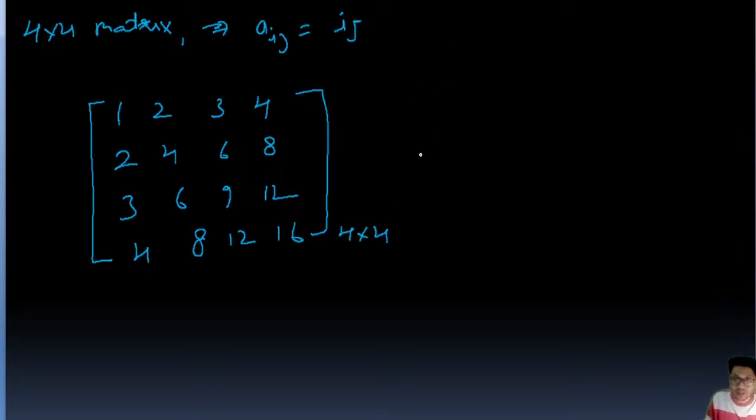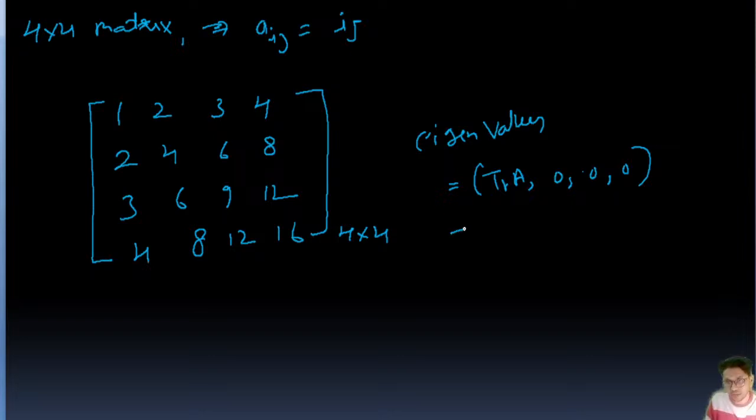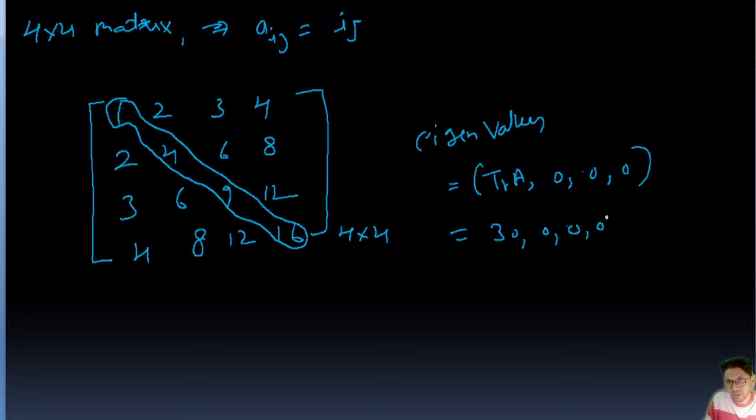For this, the eigenvalues are simple: trace A comma 0 comma 0 comma 0. The degeneracy of 0 is 3, because it is a 4 cross 4 matrix, so n minus 1. We add the principal diagonal elements: 1 plus 4 plus 9 plus 16 is 30. So the eigenvalues are 30, 0, 0, 0.